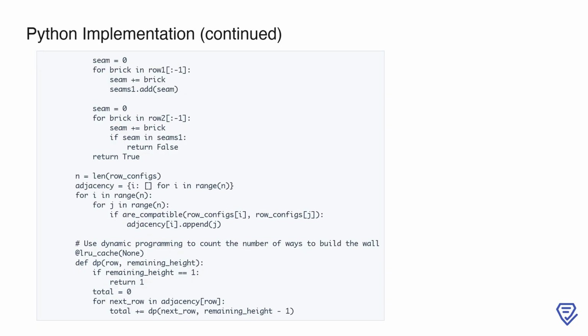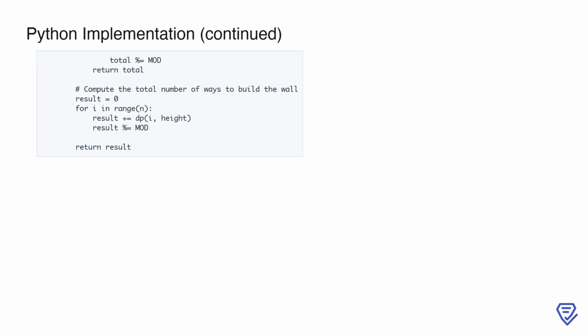Now, we use dynamic programming to count the number of ways to construct the wall. The DP function, decorated with lru_cache for memoization, takes two parameters: the current row index and the remaining height of the wall. If the height is reduced to 1, there's only one way to place the final row. Otherwise, we iterate through all compatible rows from the adjacency list and recursively calculate the total number of ways to build the remaining wall. In the dynamic programming function, as we calculate the total number of configurations, we ensure the result is always modulo mod to prevent overflow.